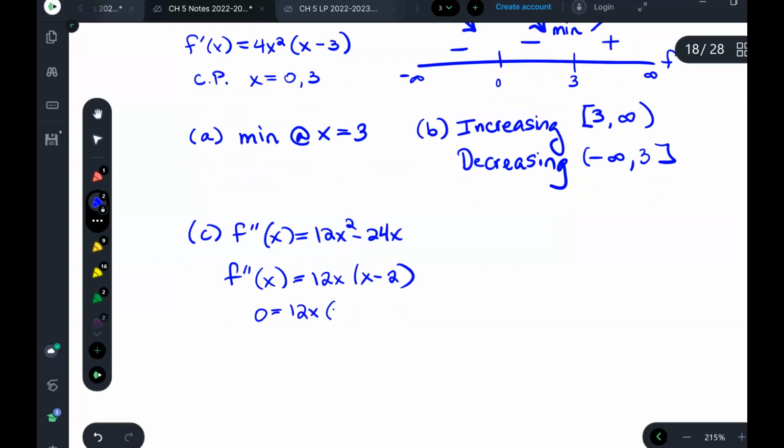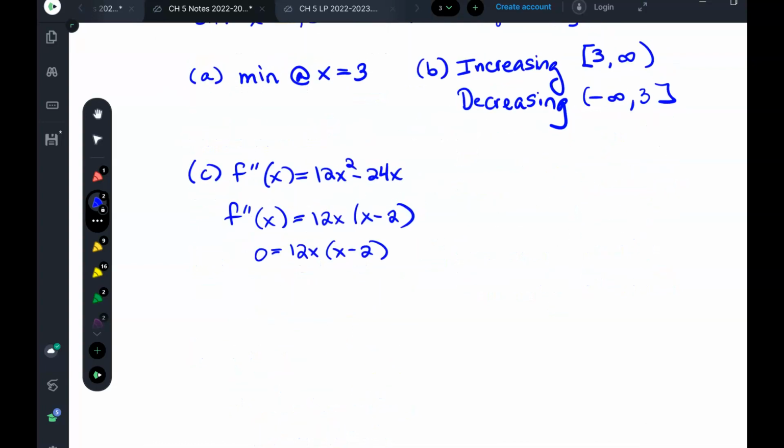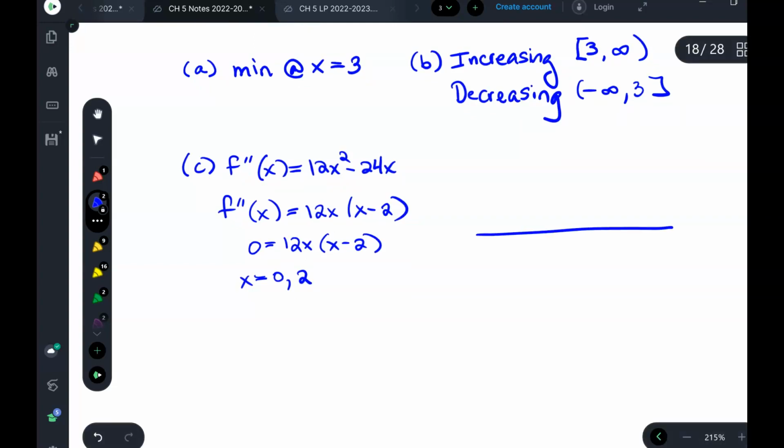So we have two possibilities for points of inflection, which I didn't ask for here, but x equals 0 and 2. And what do you think? Are both of those going to be changes in concavity? Yeah, because look, these are both to the first power. If one of these was squared, like we saw in that previous one, remember, it all comes down to the multiplicity as to whether it crosses or not.